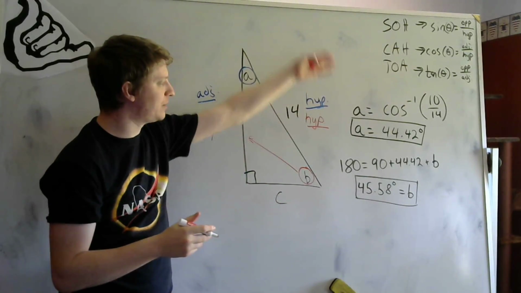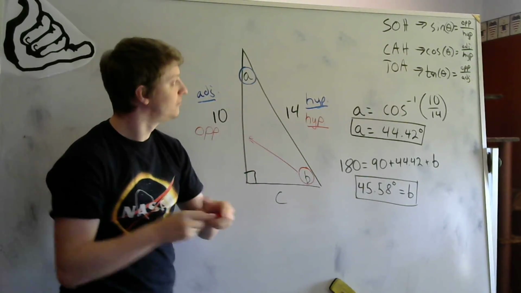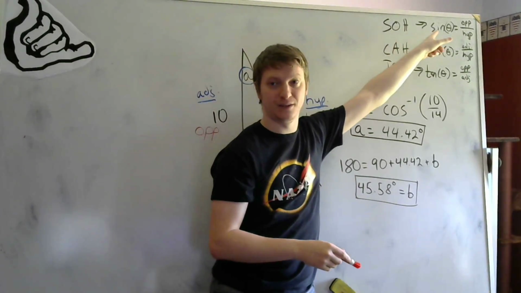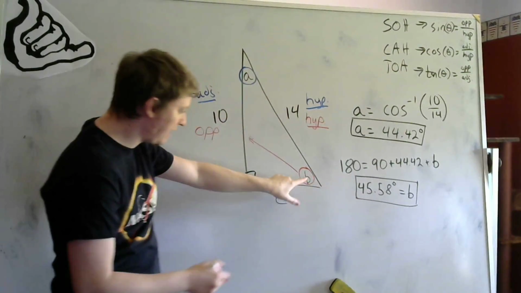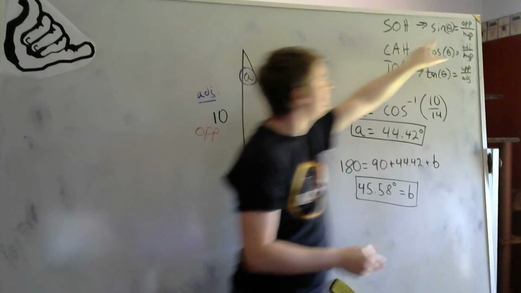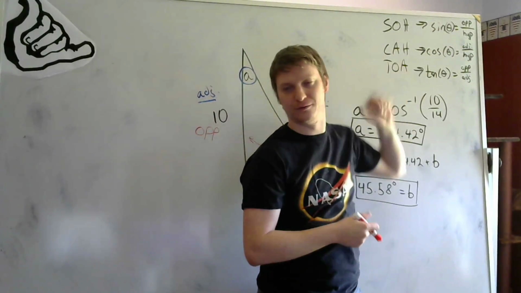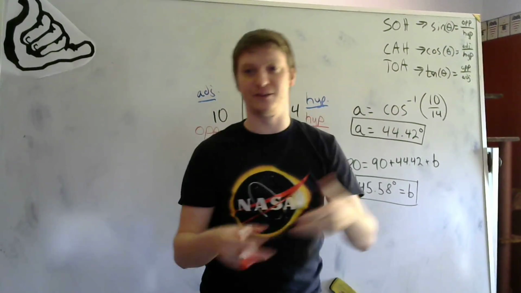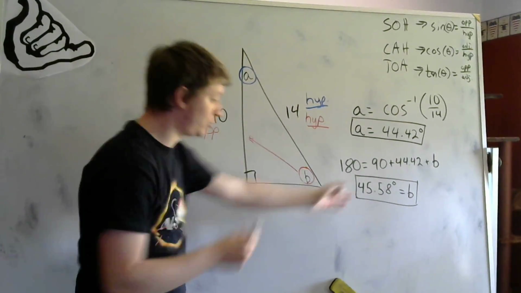So which one of my trig functions uses opposite and hypotenuse? All the way up here at the top, it's the sine function. Sine is opposite over hypotenuse. I want the angle out of it, so I have to undo the sine to get that theta, that angle, all alone. I undo the sine by doing the sine inverse. So let's go ahead and do that here, and I should get the same thing.